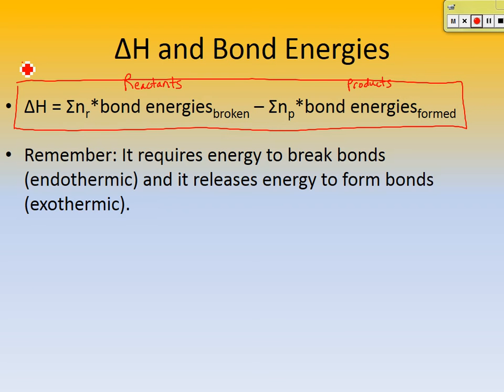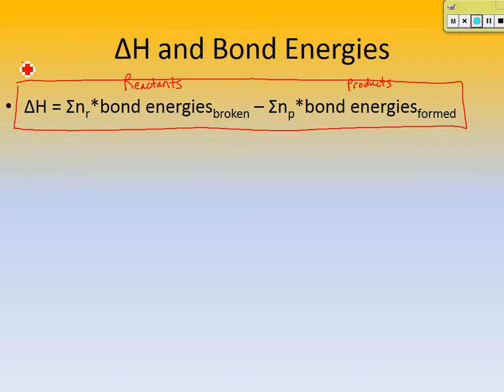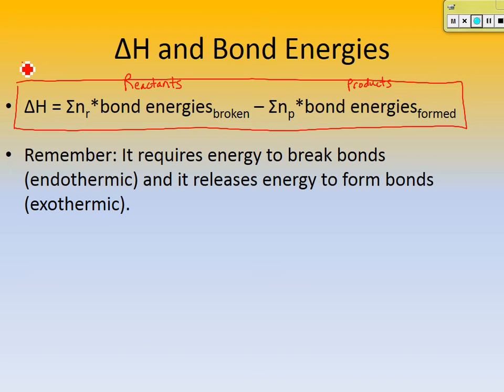So I'm going to go through and try to explain why it's different. Remember, it requires energy to break bonds, which is endothermic, and it releases energy to form bonds. So in our reactants, we're breaking them. It takes energy, so it's going to be a positive value. But when we form bonds, it releases energy, which is a negative sign when we're talking about delta H. So that negative sign is dealt with by putting a negative sign in our equation right here. This negative sign will take care of the sign.